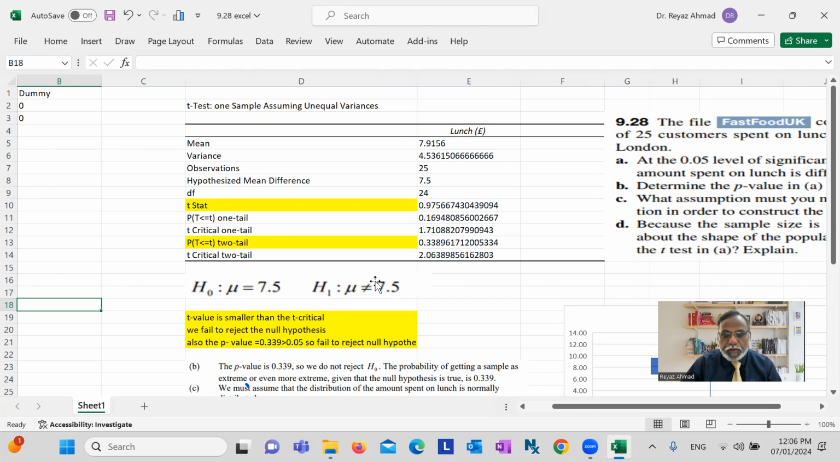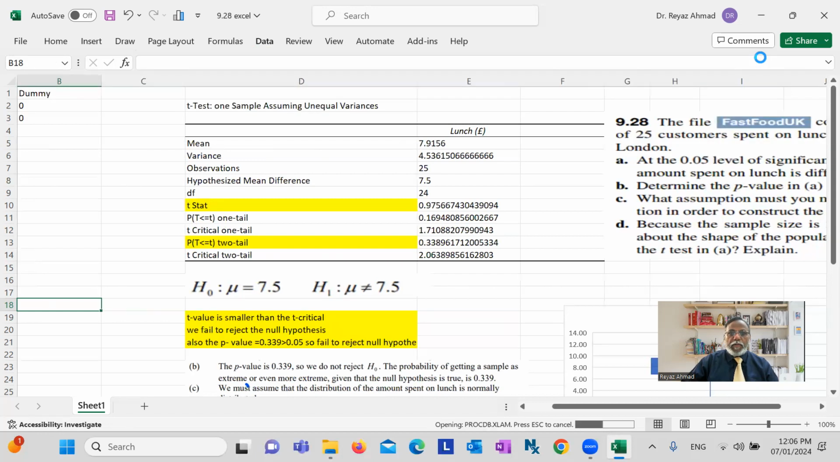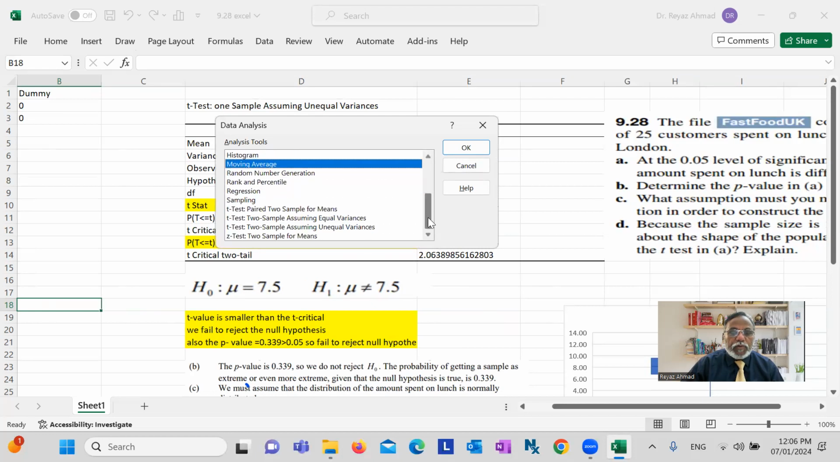Now we want to verify this one. Before verifying this, I will be going to the data. Look at here, Data Analysis tool. And there, I will be going down, last but one. This is the t-test two sample assuming unequal variance. I will be clicking this one, then going to over here.